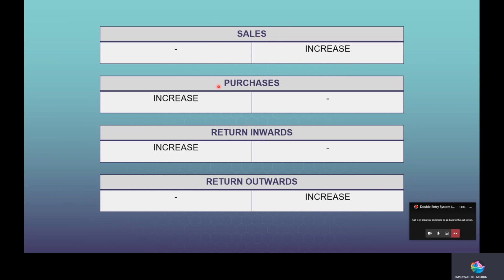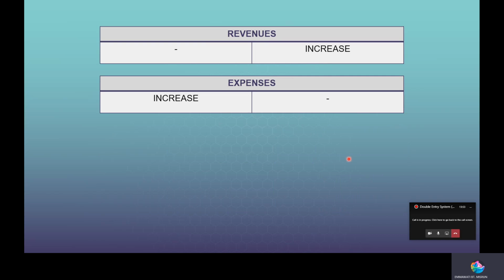Okay. And then purchases increase, debit. Return inwards increase, debit. Return outwards increase, credit. Yang rules ni memang awak kena hafal. Okay, dalam buku pun ada. And the balance of accounts are revenues and expenses. So if your revenues increase, you should credit your revenues account. And if your expenses increase, you should debit your expenses account.